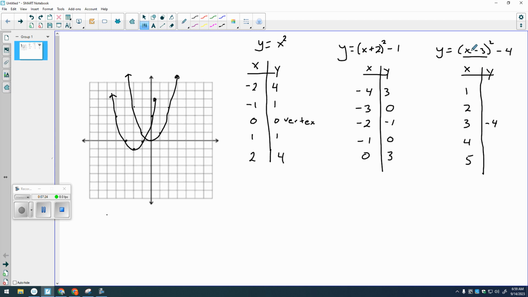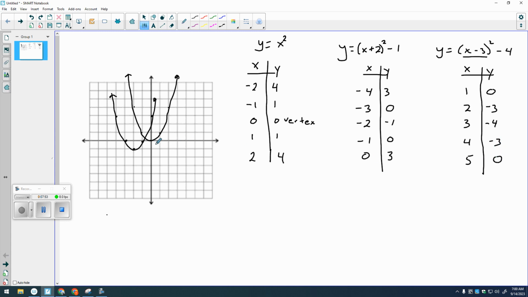Plug in 2. 2 minus 3 is a negative 1. Negative 1 squared is a positive 1. Minus 4 is a negative 3. Putting in positive 1, I get negative 2. Negative 2 squared is a positive 4. Positive 4 minus 4 is 0. My pattern repeats down here.